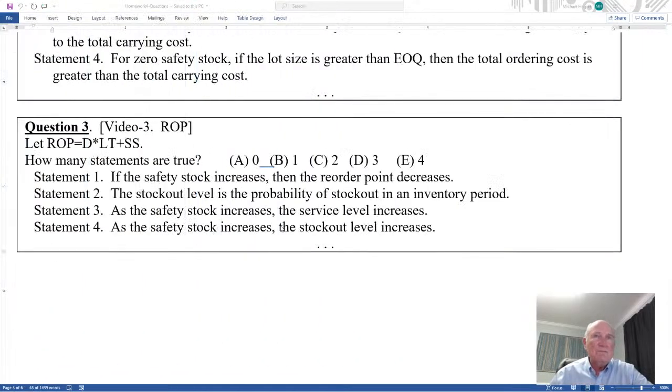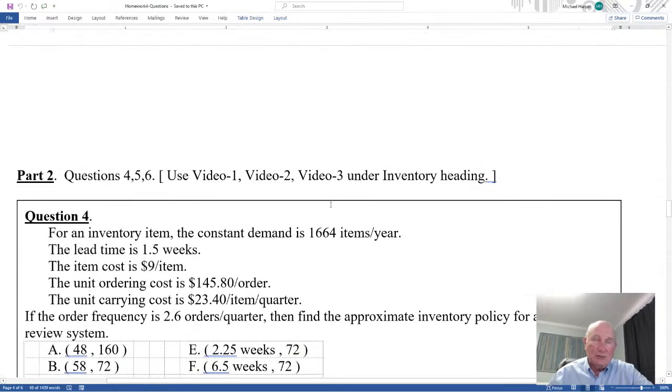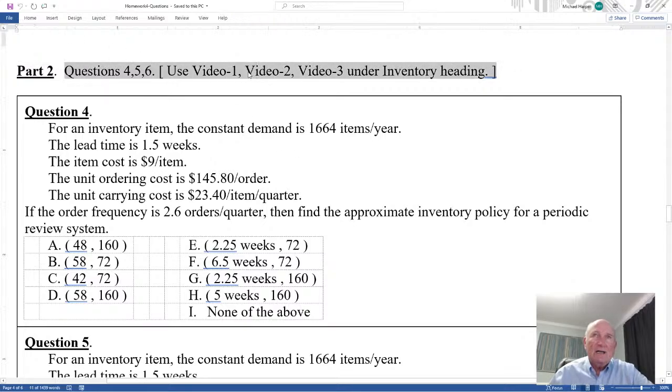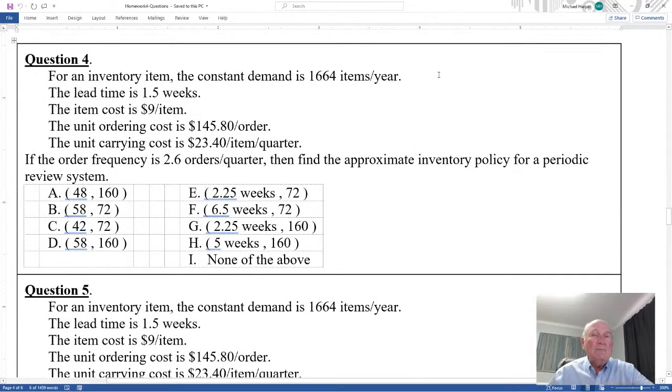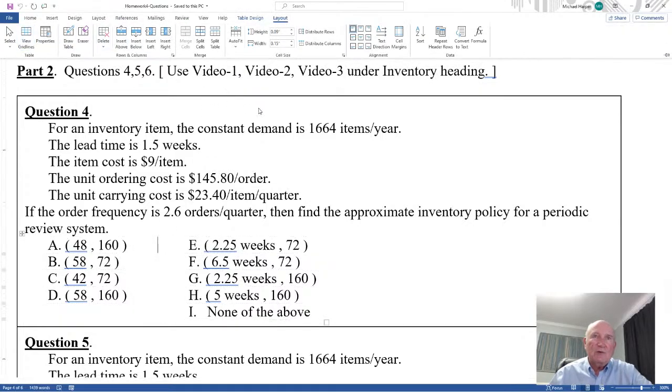So all those should come right out of the videos, just word for word kind of thing. Okay, part 2 is questions 4, 5, and 6. Again they go back to videos 1, 2, and 3 under the inventory heading, but now I move into mechanics. The videos not only talk about definitions and relationships, they also talk about the mechanics of how to work the problems. So let's show how to work some of these.